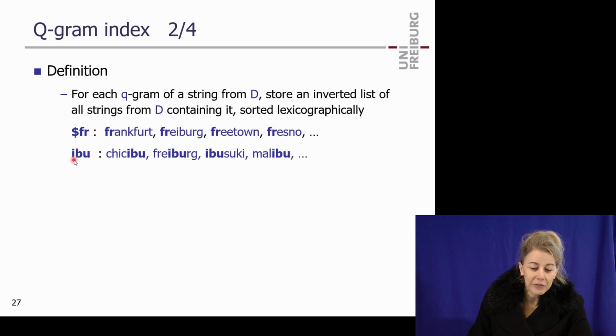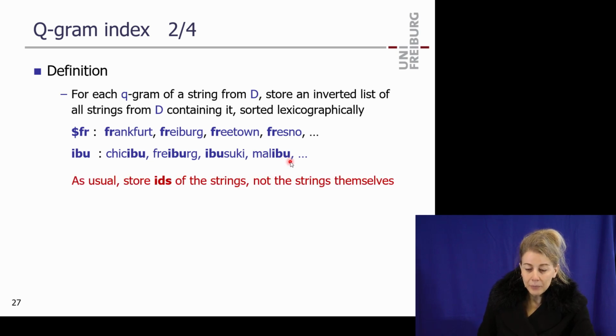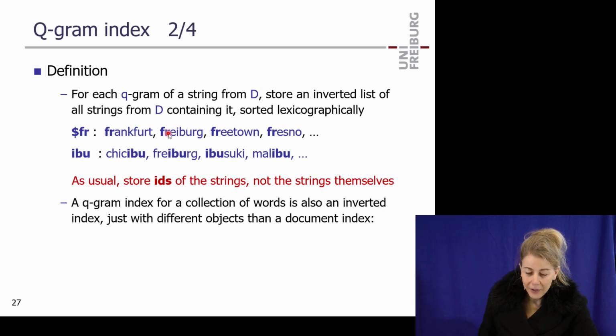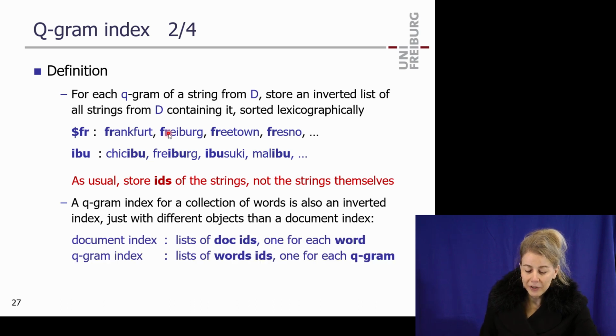This is the inverted list for Ibu. It's all the words in your dictionary which contain the 3 gram Ibu anywhere. Chichibu, Freiburg, Ibuzuki, Malibu. As usual, you will not store, like we did for the inverted list in lecture 1, the whole documents or words here, but just IDs. So it's just like the inverted index we have seen in lecture 1, except that now these are not documents but words, and words IDs, these are not words, these are 3 grams.